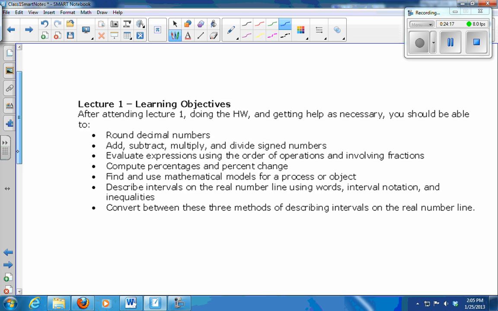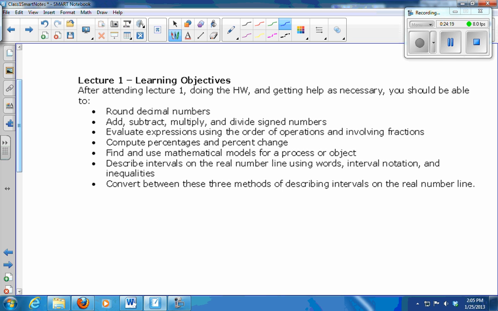All right, so at the end of each lecture, this is just a little set of things that you should be able to do after you go to the lecture, do the homework, and that some of these things are prerequisite things that we didn't talk about. They're in that blue packet. So you should be able to, after you do the homework, go through these and go, oh yeah, I can do all of these. Great.